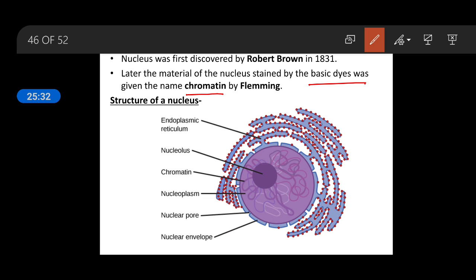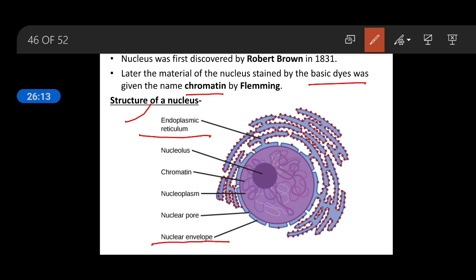In the diagram you can see the nucleus. Nucleus is surrounded by the nuclear envelope. Nuclear envelope is made up of two membranes, outer and inner membrane. The outer membrane is continuous with the endoplasmic reticulum. On the rough endoplasmic reticulum, ribosomes are attached. Similarly, on the outer membrane of the nucleus, ribosomes are attached.